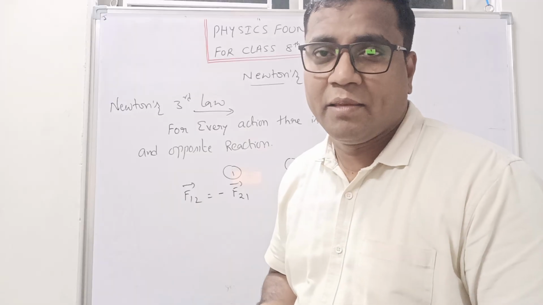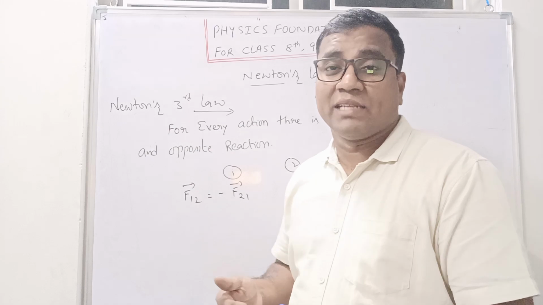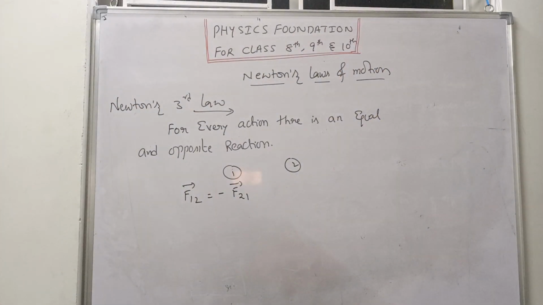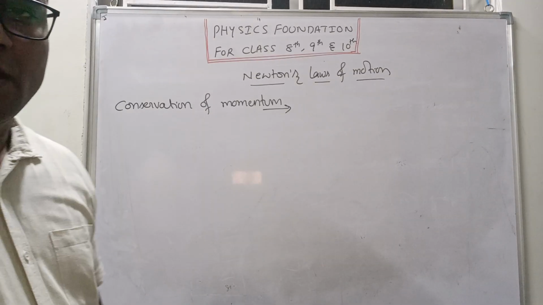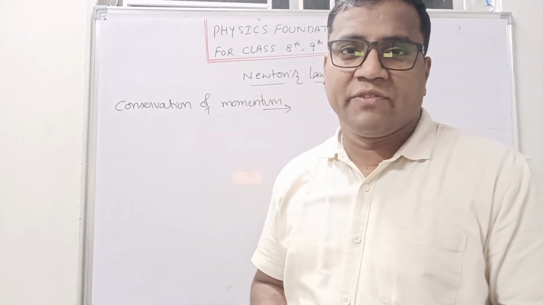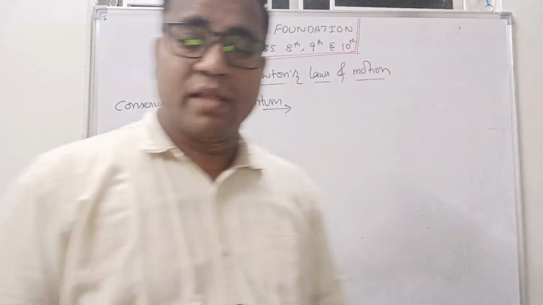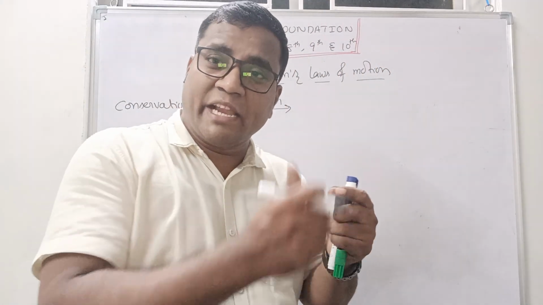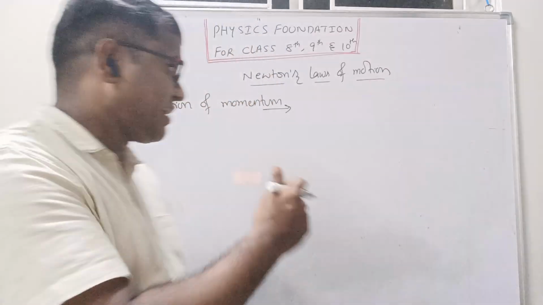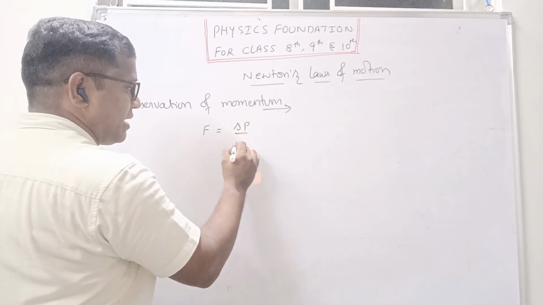I hope you understood Newton's third law. So we will go with the conservation of momentum. Now see this one. What is this? Conservation of momentum. Try to understand. In Newton's second law, we already derived one expression: F is equal to delta P by delta T.